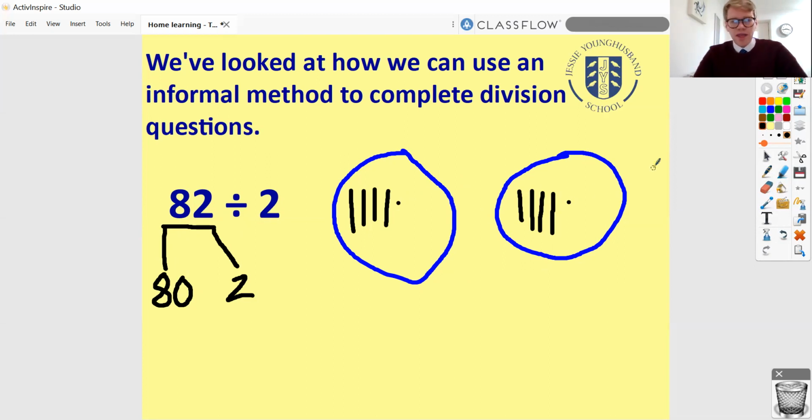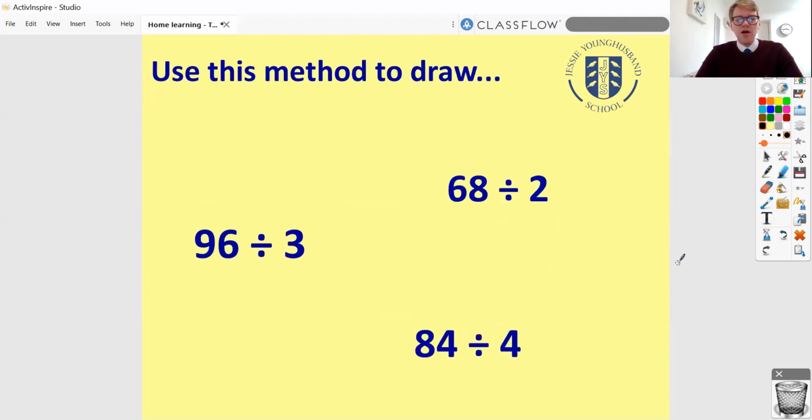And so now I can look in here and I can see I've got, well, 4 10 sticks in each one, so that must be 40. And then 1 left over, so it has to be 41. So that's an informal division method we've used. Can you have a go at doing these ones, please? So pause the video now and use that informal division method to draw the following questions. Give that a go.